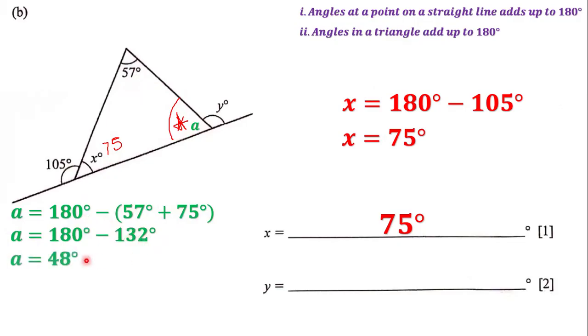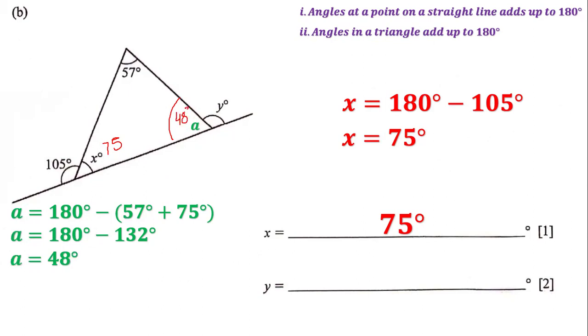And when we subtract the two, we get 48. And so that means that A is equal to 48. So A right here is equal to, the same A is equal to 48. So let me erase. So that means that this angle right here is 48 degrees.